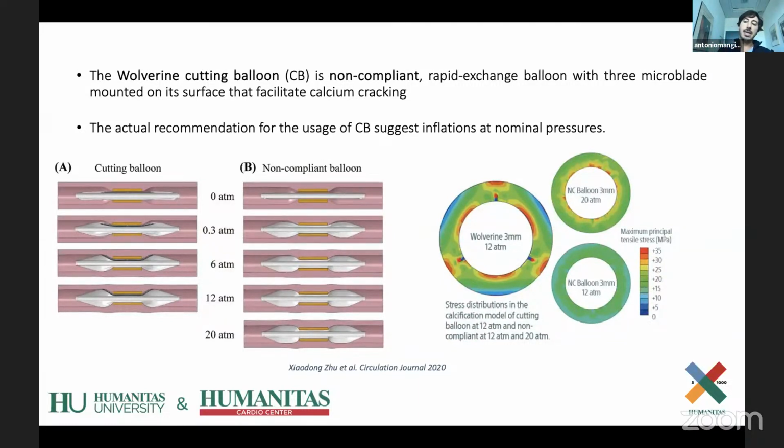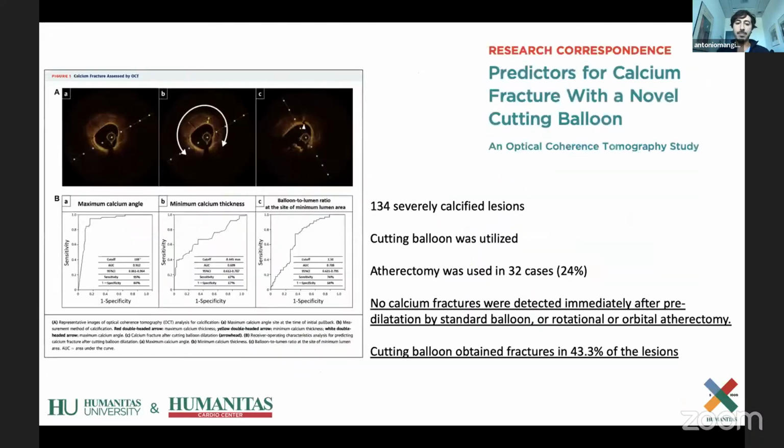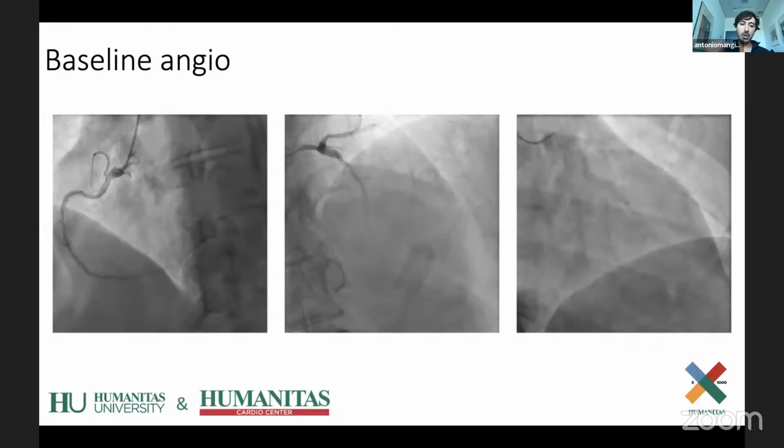So the key element for the treatment of calcified lesions with the cutting balloon is always to downsize by 0.5 millimeter compared to the media-to-media diameter and to go to high pressure to obtain better results. And if we combine rotablation plus cutting, for sure we will obtain more cuts, more fractures in the calcium compared to the use of a non-compliant balloon.